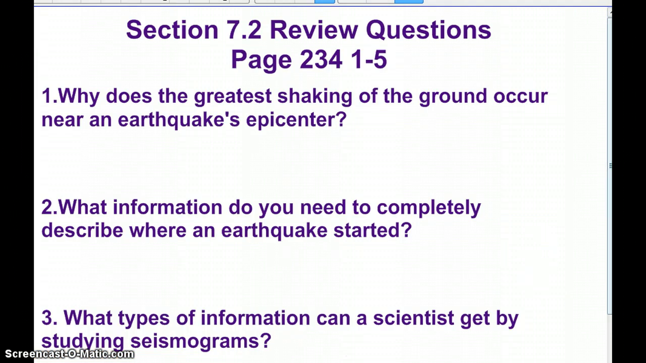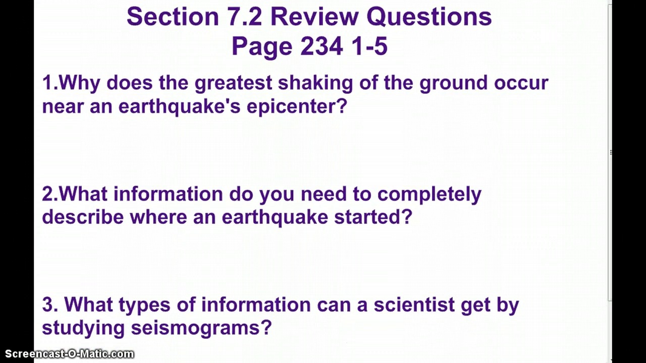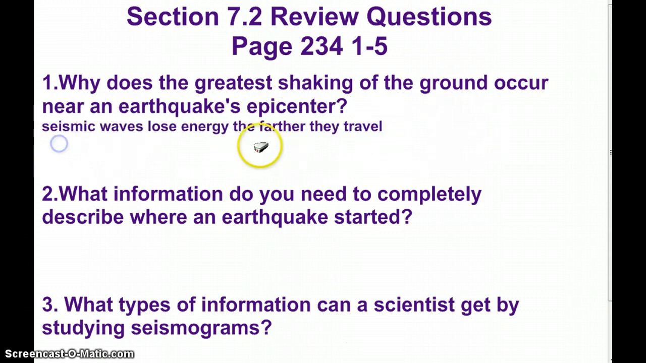Now, here are some review questions real quickly. The first question says, why does the greatest shaking of the ground occur near the earthquake's epicenter? Remember, the epicenter is that spot right on the surface of the earth where the earthquake is. The answer to that is because the earthquake started at the focus, which was right under the ground where the epicenter is. So as the energy waves move farther and farther away, they lose their energy. So most of the energy is given right there where it started.